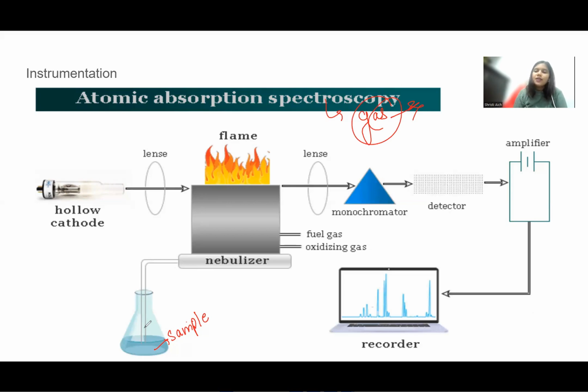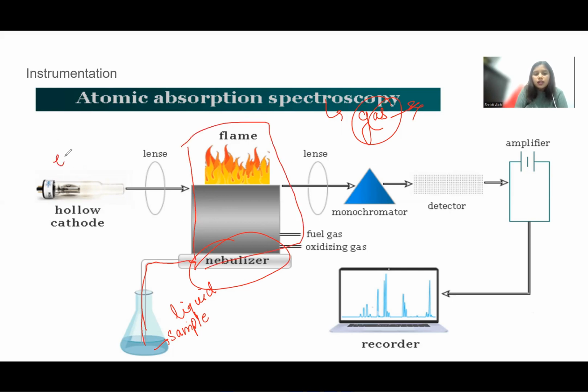For solids we have different methods, like laser treatment. We treat it with a laser and it will sublimate into gas. Now here we are taking a liquid sample, and we have to first convert this into gaseous form. We inject our sample and it comes to the nebulizer. This part is your nebulizer, this entire setup.